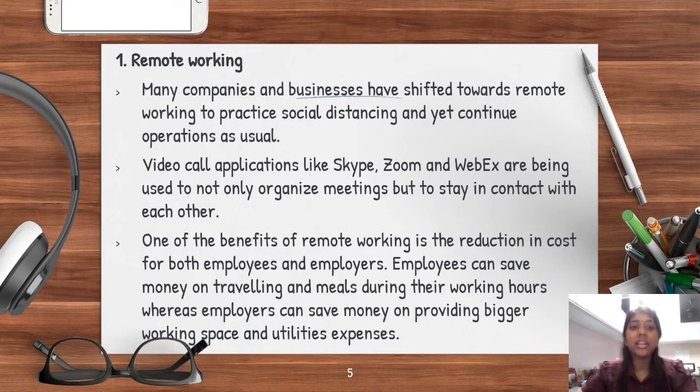The first one, remote working. Many companies and businesses have shifted towards remote working to practice social distancing and yet continue operations as usual. Video call applications like Skype, Zoom, and WebEx are being used to not only organize meetings but to stay in contact with each other. One of the benefits of remote working is the reduction in costs for both employees and employers. Employees can save money on traveling and meals during their working hours, whereas employers can save money on providing bigger working space and utilities expenses.